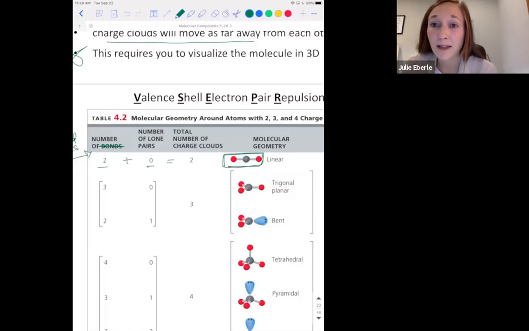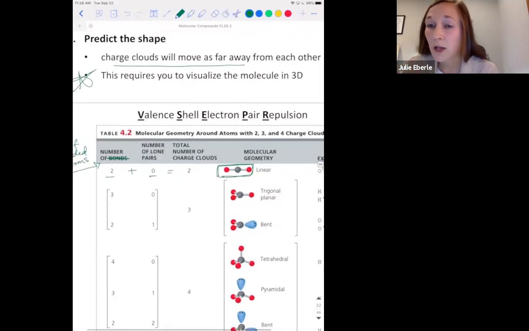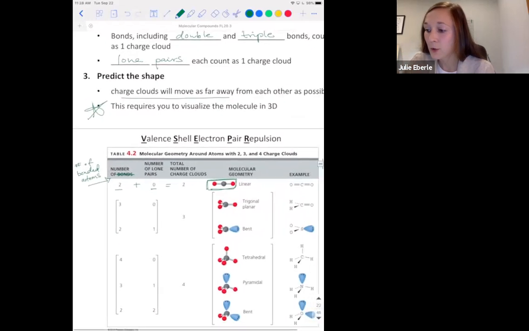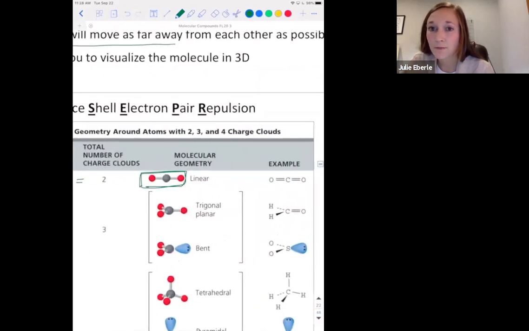So how do we name something that has only 2 charge clouds? We call that linear. That molecule will always be a linear molecule, and you know what linear means. It's kind of a flat line. A great example is CO2.